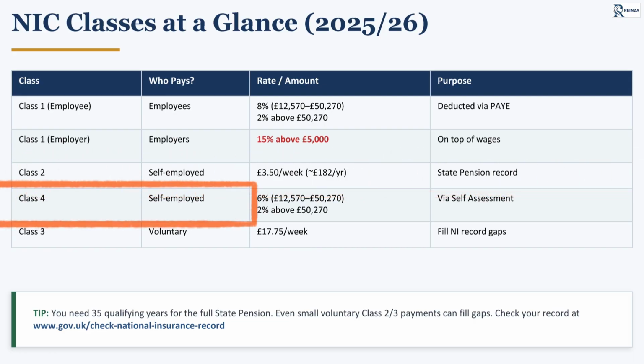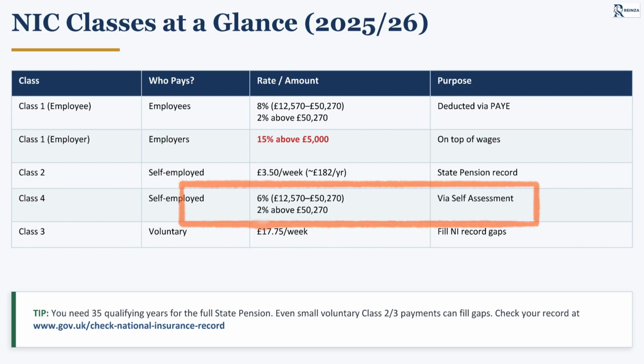Class 4 is also paid by the self-employed. The rate is 6% on profits between £12,570 and £50,270, and 2% above that. This is collected through your self-assessment tax return.